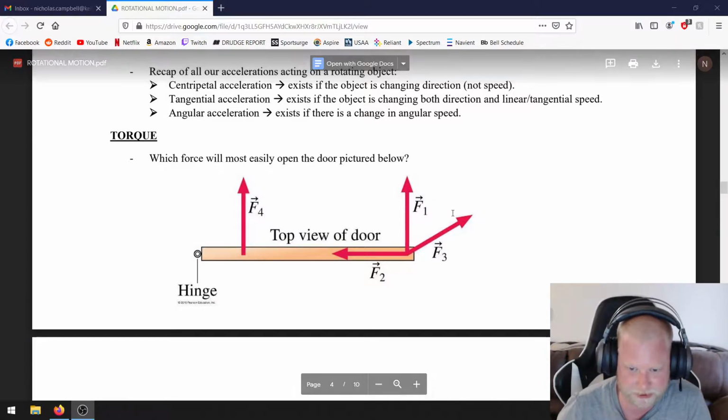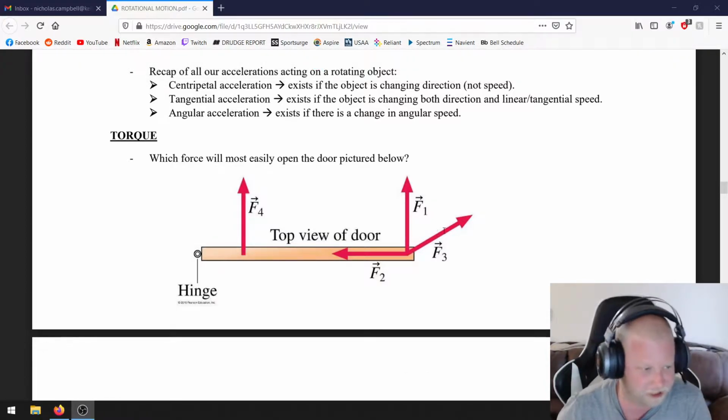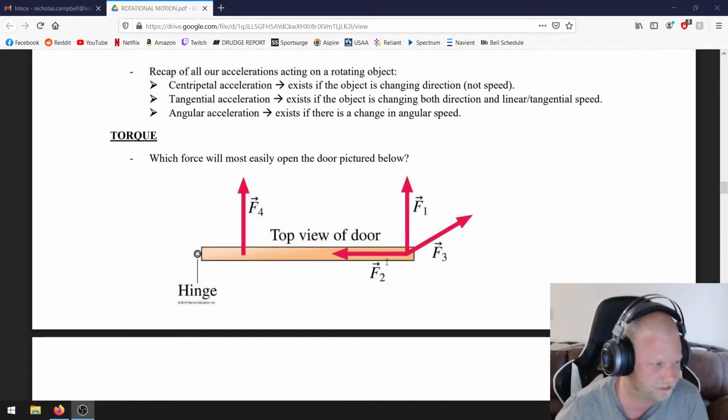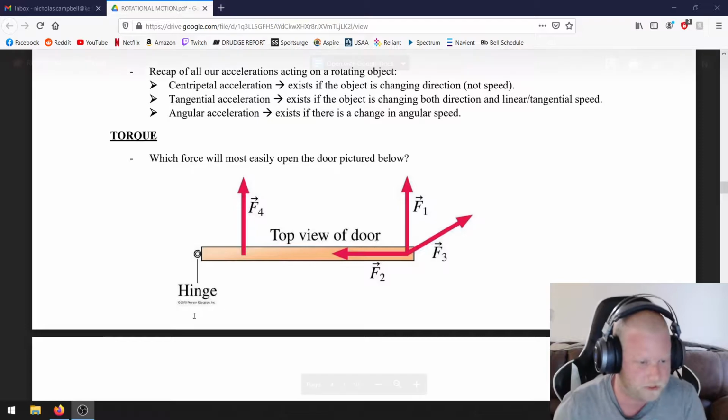Same thing with force 3. If you push on it at an angle, right, you're going to have to exert a larger force than you would if you exerted it like force 1. Now, force 2, if you're pushing directly at the hinge, that door is never going to rotate.